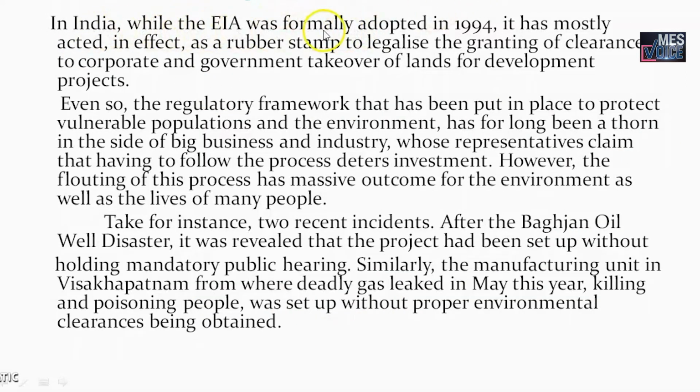In India, while the EIA was formally adopted in 1994, it has mostly acted in effect as a rubber stamp to legalize the granting of clearances to corporate and government takeover of lands for development projects. Even so, the regulatory framework that has been put in place to protect vulnerable populations and the environment has for long been a thorn in the side of big business and industry, whose representatives claim that having to follow the process deters investment.